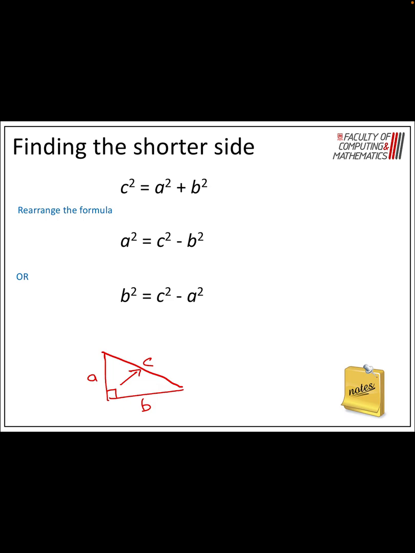But the key to finding the shorter side is make sure you put the hypotenuse first, because that's the longest side, and ultimately you're going to take the square root, and if you take the longer side away from the shorter side, you're going to get a negative, and we don't want anybody square rooting a negative just now. That is Advanced Higher, and it goes into complex numbers.